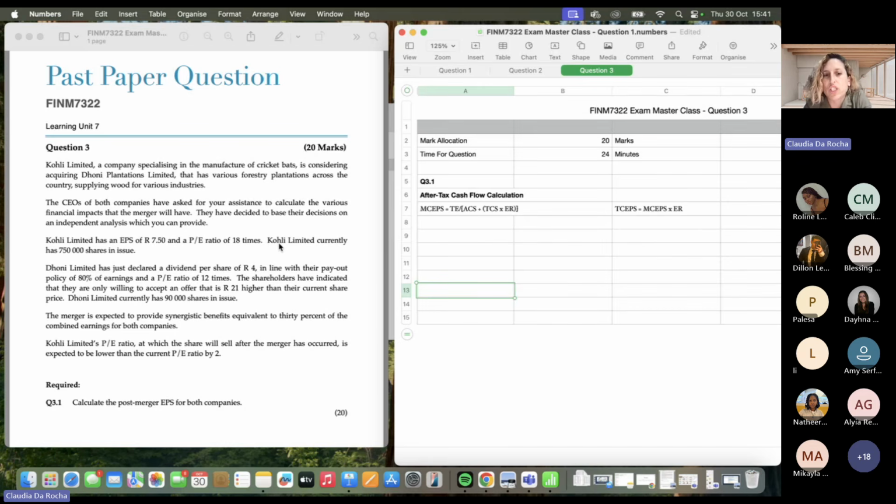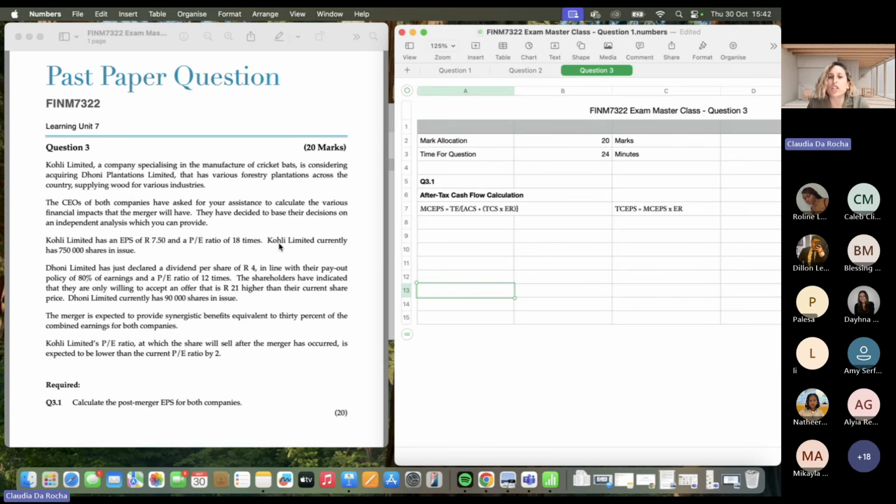So I know there was a question about synergistic benefits. Here it says 30% of the combined earnings. They are telling you where the synergy is impacting. Okay, very important: it doesn't have to be in earnings only. It can be anywhere. Coley Limited's PE ratio at which the share will sell after the merger has occurred is expected to be lower than the current PE ratio by 2.